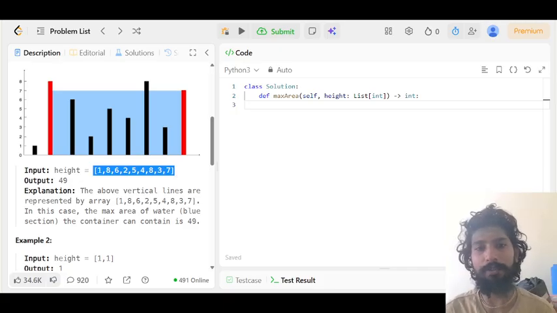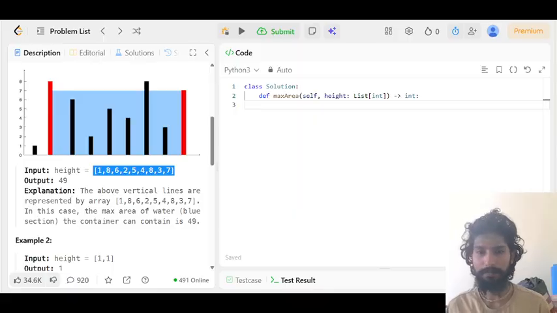We need to select any two vertical lines. Together with the x-axis, these two lines form a container. Our task is to find the maximum amount of water that any such container can store. One important condition is that we cannot tilt or slant the container. So the area will be the minimum length vertical line multiplied by the distance between them.